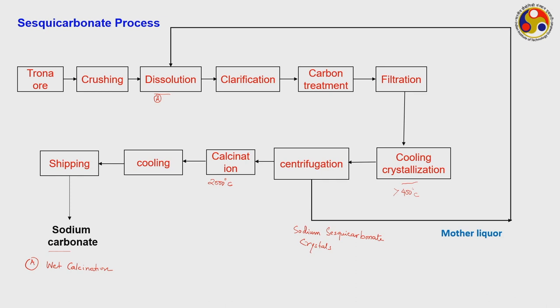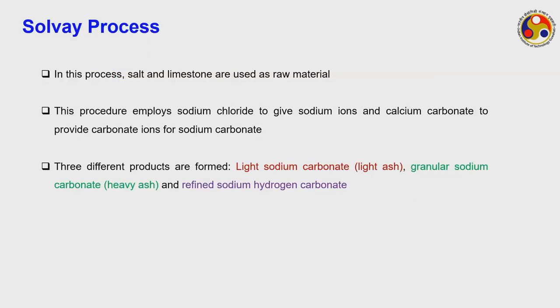Earlier it was the dry calcination. These are the basic differences between these two processes. So now we come to our main process flow sheet, which is called the Solvay's process. In the Solvay's process, we take salt and limestone as raw material, which is easily available.